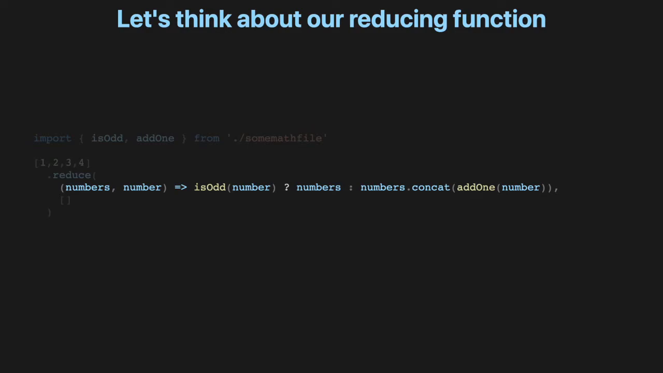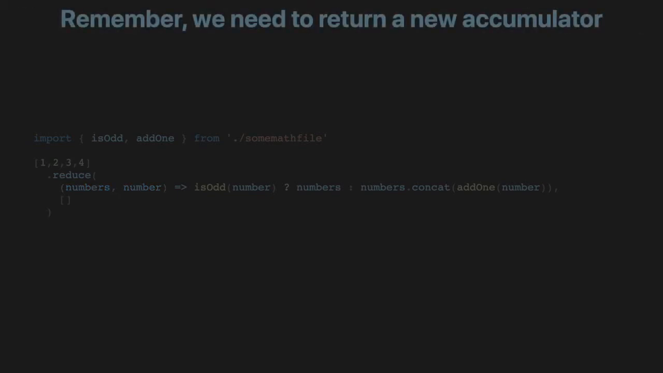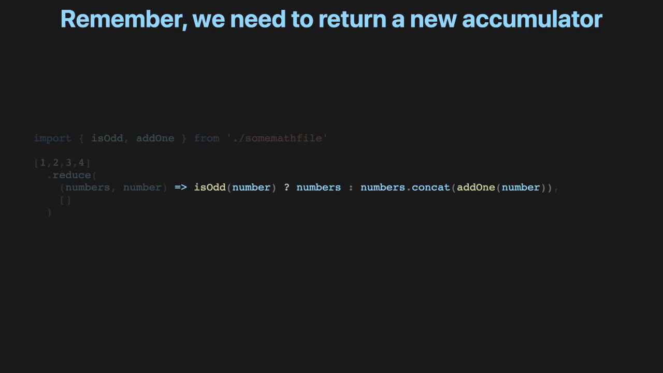Okay, so let's think about the reducing function, or what other people refer to as the reducer. So in our parameter list, we have our accumulator and the current number, but I've named the accumulator numbers, and I do that often if I think I need to add a little bit more context for what's actually going to be returned. And remember, we need to return a new accumulator. That is the job of the reducing function.